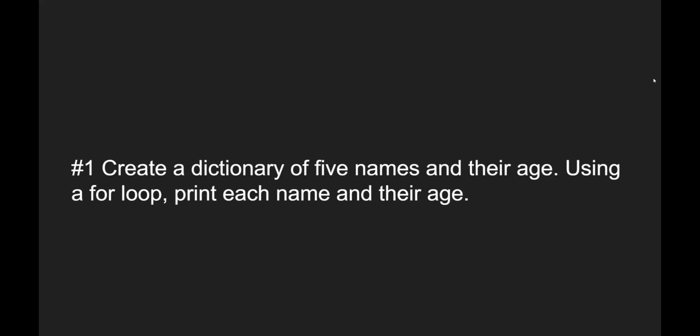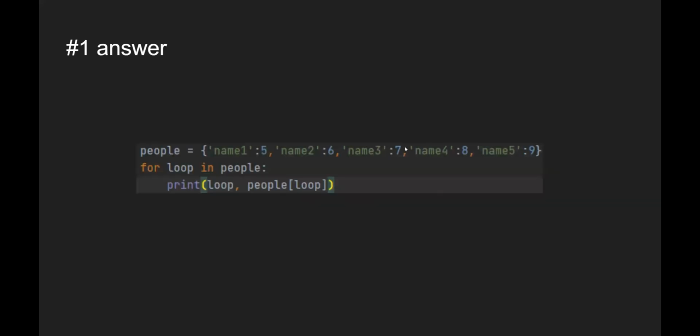I'll go over the answer now. So we created a dictionary called people, and I just said name 1, 5, name 2, 6, name 3, 7, name 4, 8, name 5, 9. So name 1 is 5 years old, name 2, 6, name 3, 7, so on. So we did for loop in people, and then we printed loop. So printing loop would print name 1, name 2, name 3, name 4, and name 5.